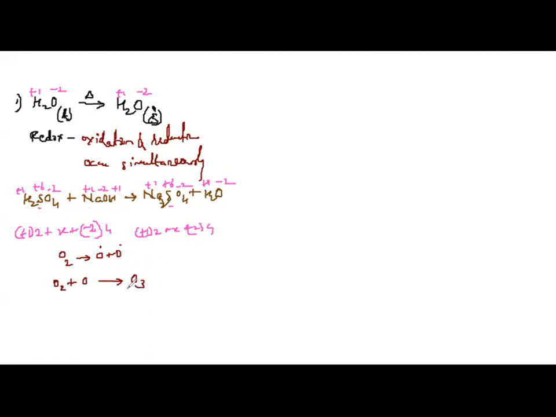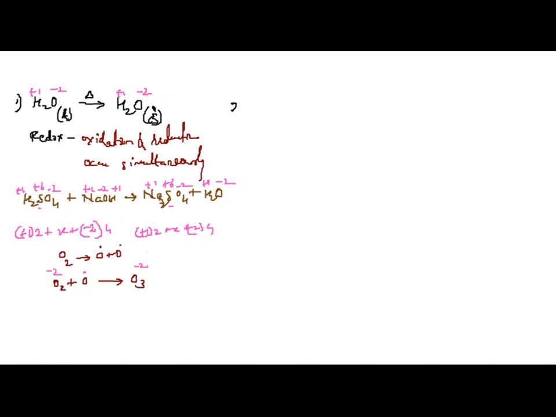Is there any reduction reaction taking place? In ozone the oxidation state is 0, here also it is 0. This is a free radical, no charge. So redox reaction means oxidation and reduction occurring simultaneously, so option 2 is the correct option. Redox reactions are those chemical reactions which involve both oxidation and reduction occurring simultaneously.